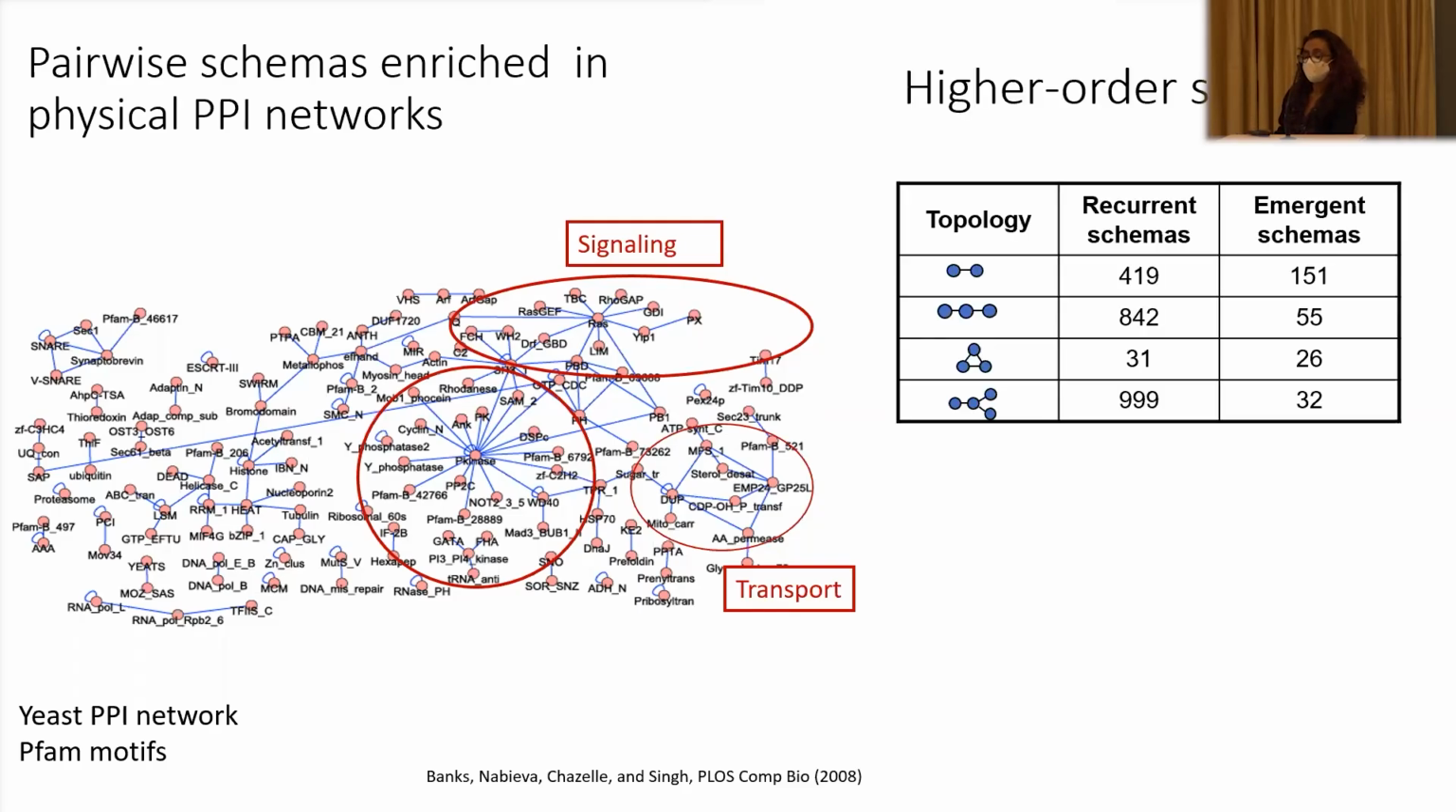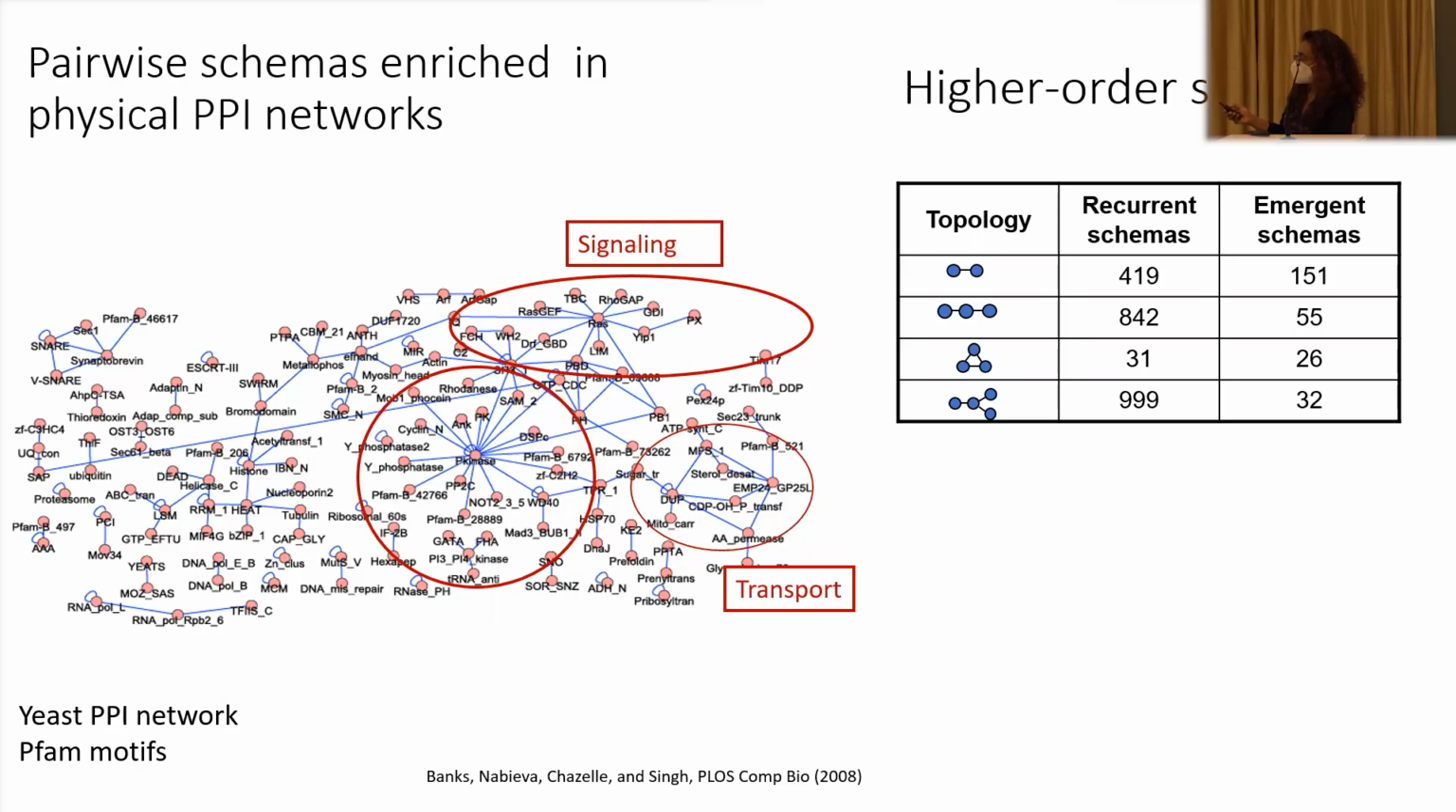But you can look at higher order topologies as well. And here what you would see is that there are higher order schemas that also repeat, and they're statistically enriched even when you correct for the pairwise schemas that you observe. So, we have multiple of these schemas that recur in interaction networks, and multiple of these schemas that recur more than you would expect based on their pairwise compositions. And this is just looking at PFAM domains, and of course you could do that on any annotation type.